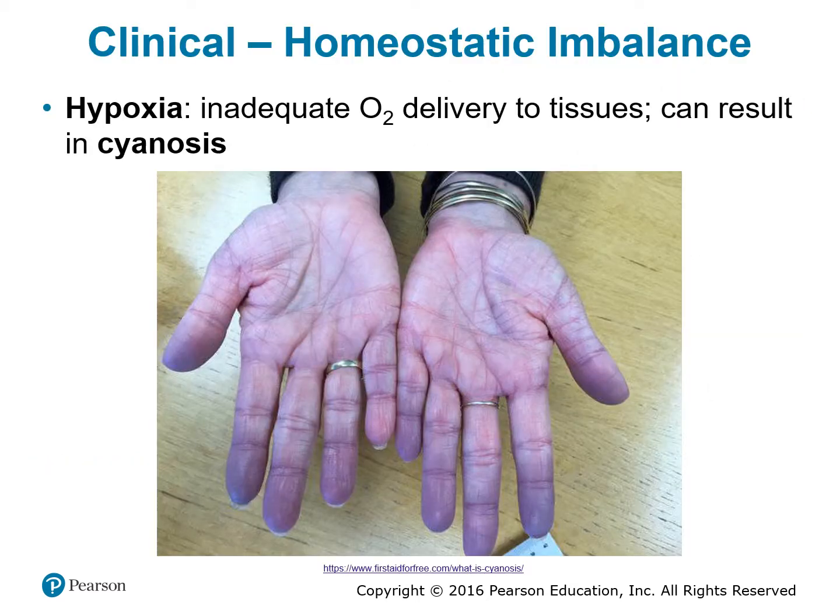Hypoxia is an inadequate oxygen delivery to our tissues, and this can result in a condition which you see on your screen here known as cyanosis. Cyanosis causes a bluish discoloration of the skin. Hypoxia is classified based on its cause, and there are several different types of hypoxia. Anemic hypoxia has several different causes. Anemic hypoxia can be caused by too few red blood cells, having abnormal red blood cells, as well as having too little hemoglobin present. Ischemic hypoxia can result from an impairment in our circulation or when our circulation becomes blocked.